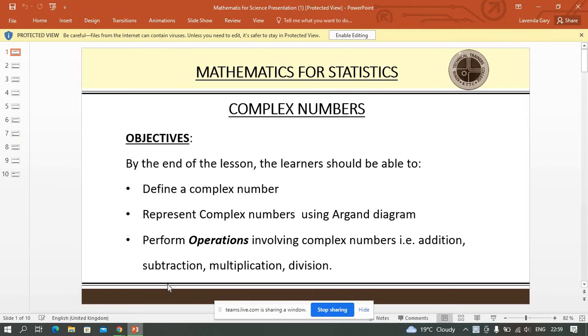Today we are going to talk about mathematics for statistics, and basically we are going to talk about complex numbers. First of all, before we start, I'll be your mathematics for statistics teacher. The objectives of this lesson are that by the end of the lesson, you as the learner should be able to define what a complex number is, represent a complex number using an Argand diagram, and perform operations involving complex numbers such as addition, subtraction, multiplication, and division.